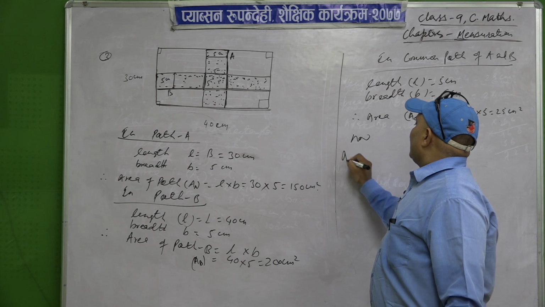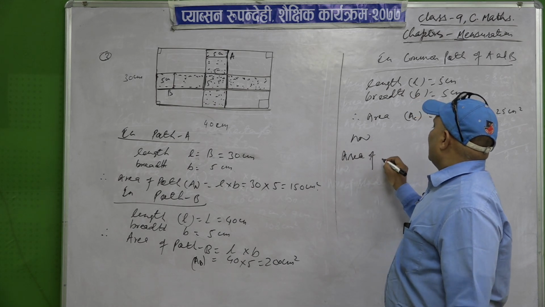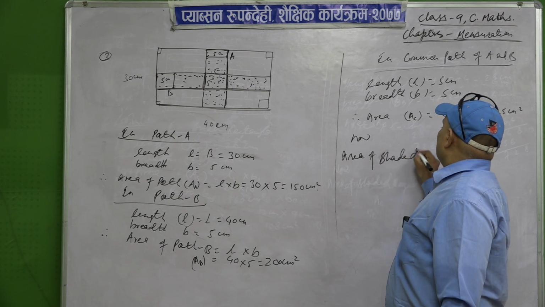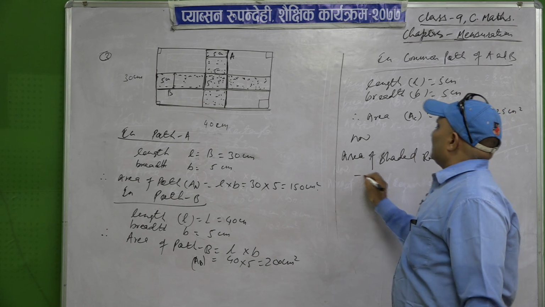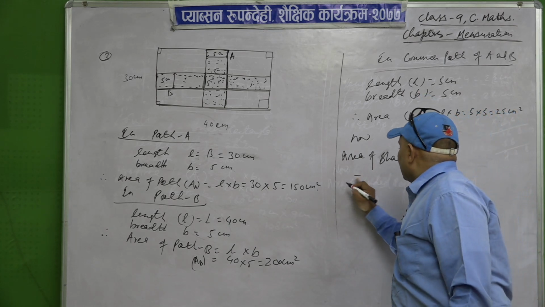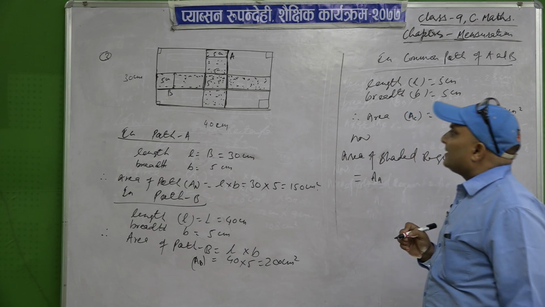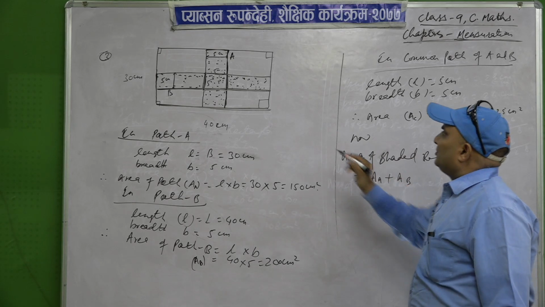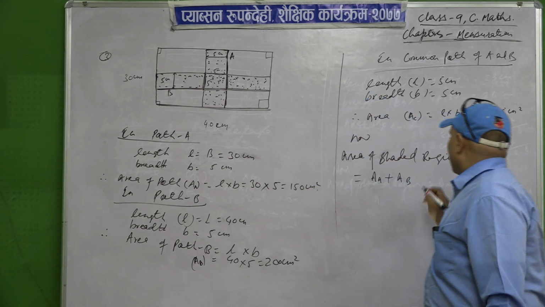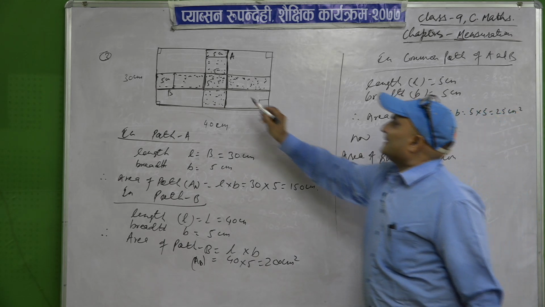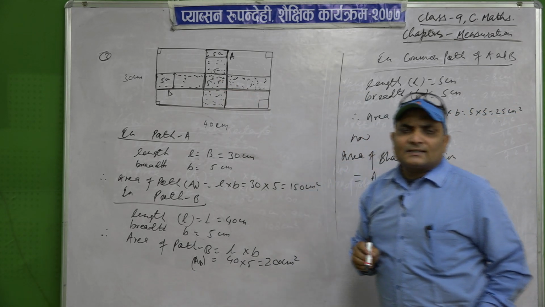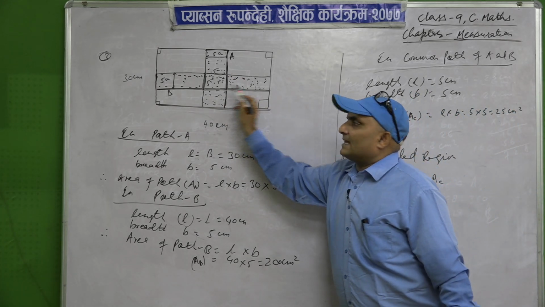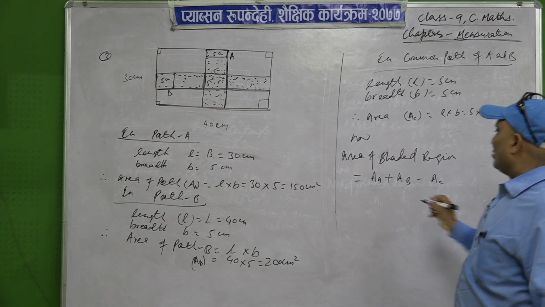Now area of shaded region is equal to area of path A, means area of this path, plus area of path B, means area of this path, and we subtract area of common path, that is this path. Why we subtract? Because this is repeating 2 times while we find area of this path and area of this path. Okay.